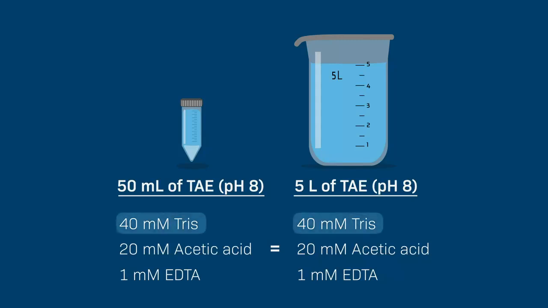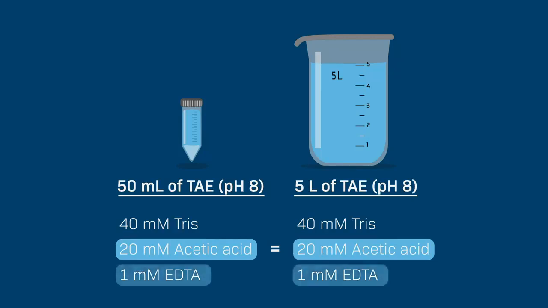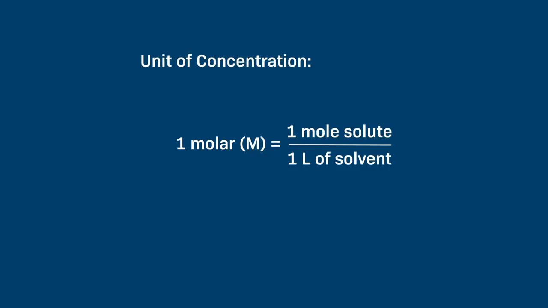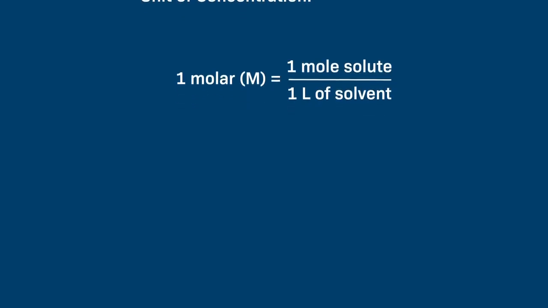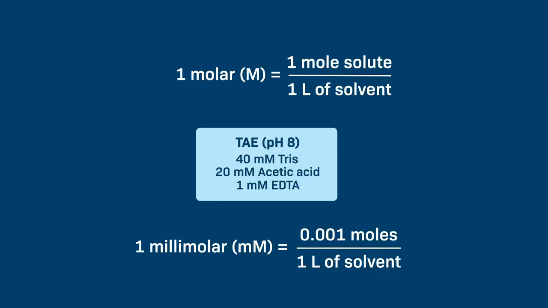Solution recipes are written in terms of concentrations. We use concentrations because they're always the same, regardless of whether we want to make 50 milliliters, or 5 liters, or 50 bazillion gigaliters of the solution. We typically measure concentrations in units of molarity, aka the number of moles of solute per liter of solvent. Note that in TAE, the ingredient concentrations are in units of millimolars, but don't sweat it. 1 millimolar is just 1,000th of 1 molar.